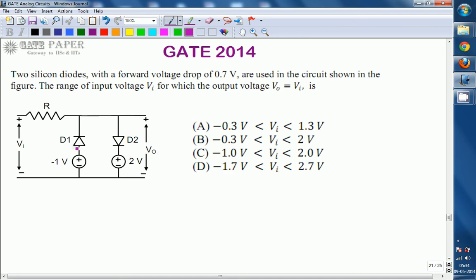Assume that D1 is forward biased and D2 is reverse biased. Whenever D1 is forward biased, it acts as a short circuit. By that time V0 is equal to minus 1 volt, as given. So again the output voltage is stuck at minus 1 volt. It doesn't depend on Vi whenever D1 is forward biased.